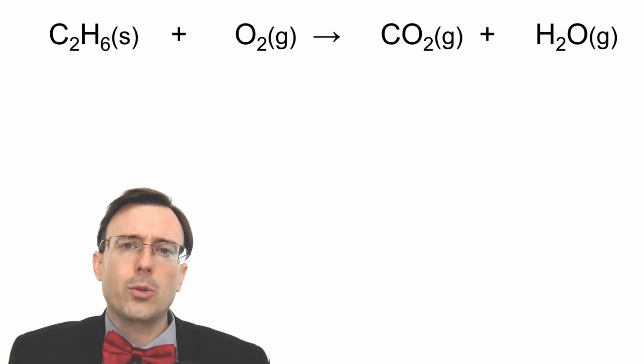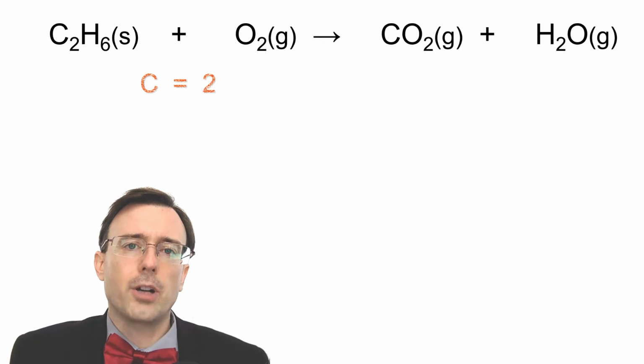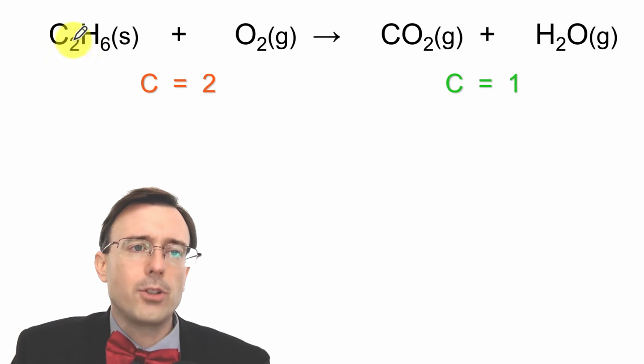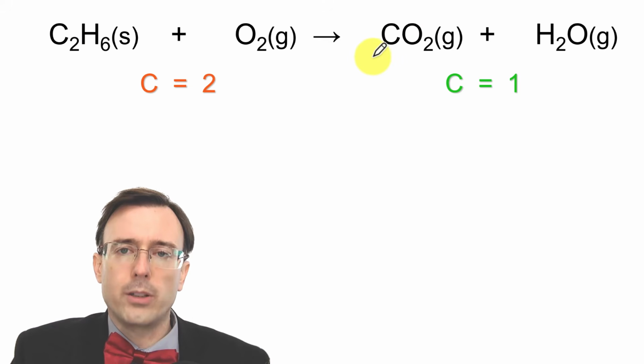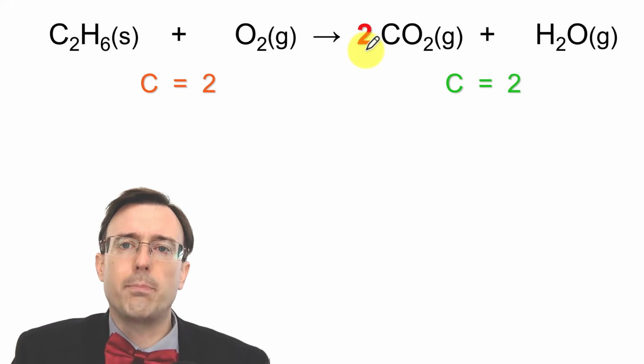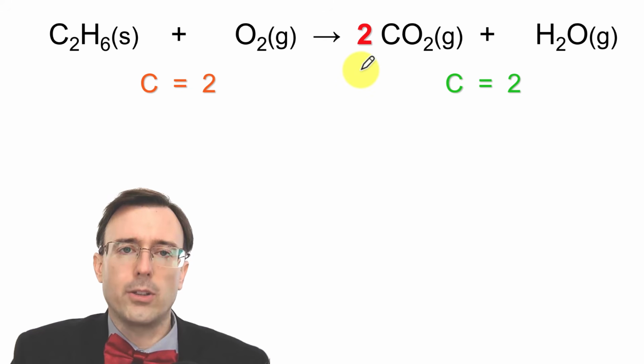So it doesn't matter whether you balance carbon first or hydrogen first because they're both equally simple. I'm going to go ahead and start with carbon, but you could start with hydrogen. Just don't start with oxygen. On the left side, notice that we have 2 carbons because we have a 2 right here. On the right side, we have only 1 carbon. So once again, we're going to put a number right here in front. A coefficient of 2 is going to balance the carbons. So now we have 2 carbons on both sides of the equation.